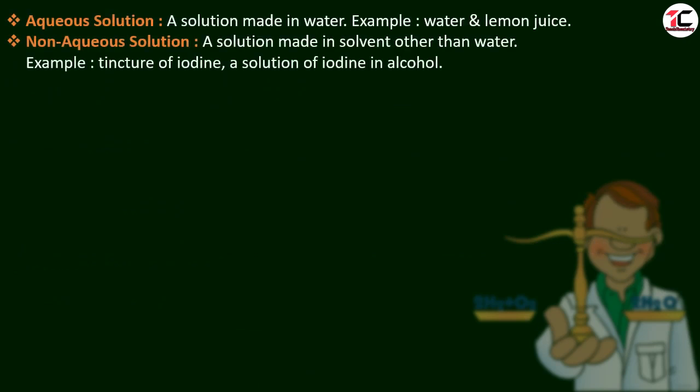There are some more solutions. Aqueous solution, a solution made in water. That means the solvent is water, then it is called aqueous solution. For example, water and lemon juice. Any solution in which we take water as a solvent is an aqueous solution. Non-aqueous solution, a solution made in a solvent other than water. For example, tincture of iodine, a solution of iodine in alcohol. This is called tincture of iodine. Here we can see water is not available, so it is non-aqueous solution.